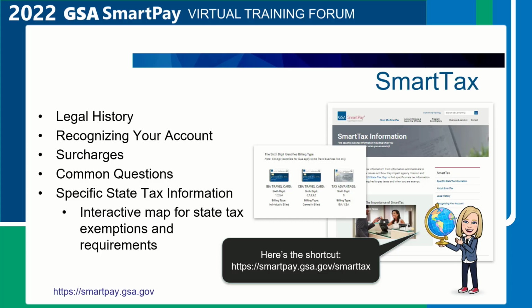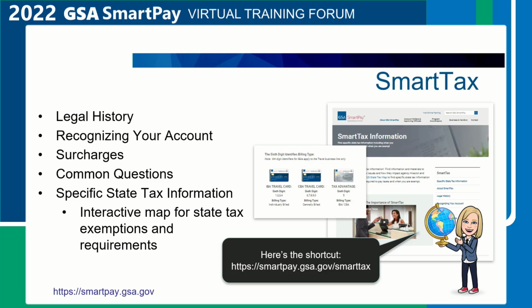I added a screenshot of the 3 types of travel cards with an explanation on how to identify them. As you can see, the IBA travel card has a 6th digit of a 1, 2, 3, or 4. The CBA travel card has a 6th digit of a 6, 7, 8, 9, or 0. And the Tax Advantage travel card has a 6th digit of a 5.